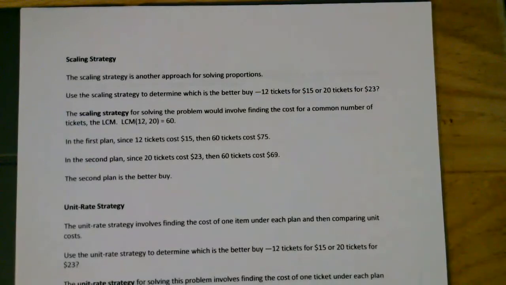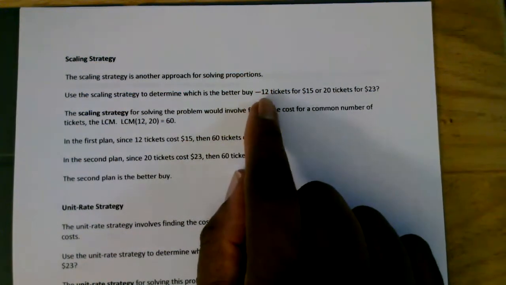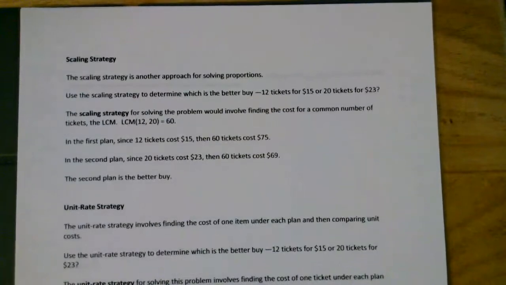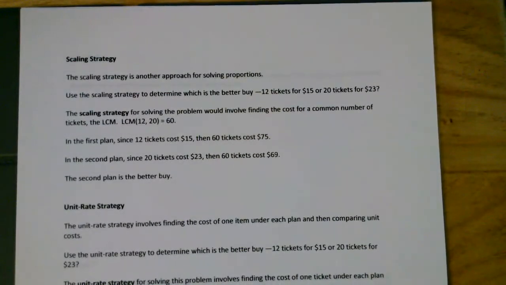All right, next we'll look at the scaling strategy. Here we're going to look at a couple of strategies for solving proportions. One is scaling and the other one is the unit rate. The scaling strategy is another approach to solving proportions. Using the scaling strategy to determine which is the better buy would be something like this. Let's say we have 12 tickets for $15 or 20 tickets for $23, and we want to find out which one is the better buy using the scaling strategy.